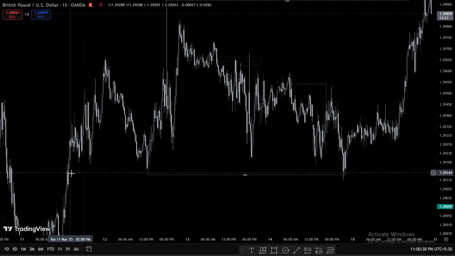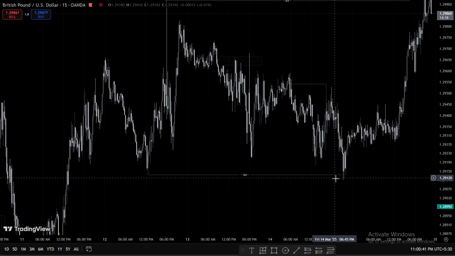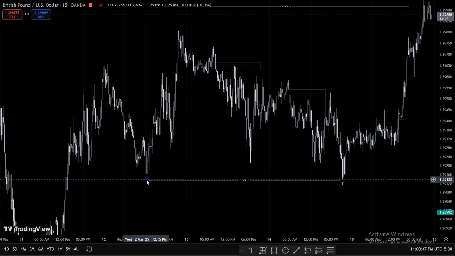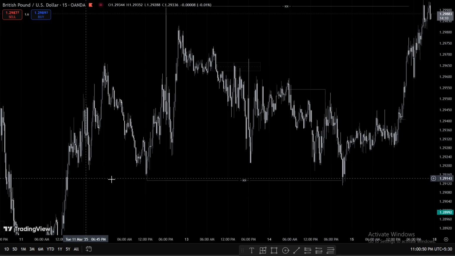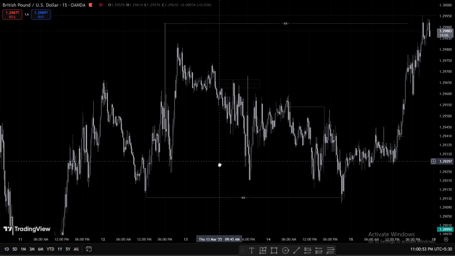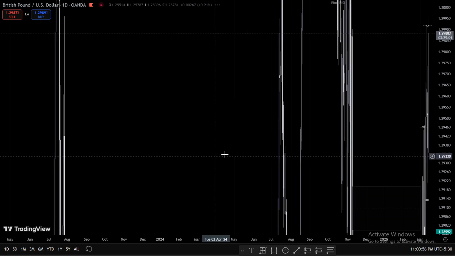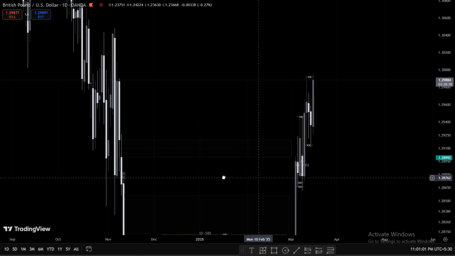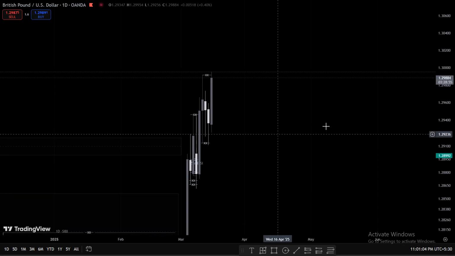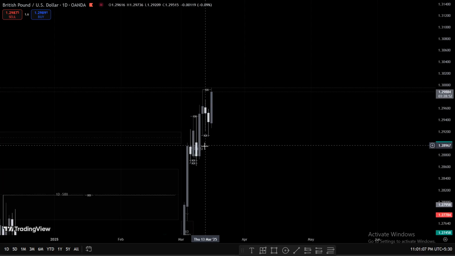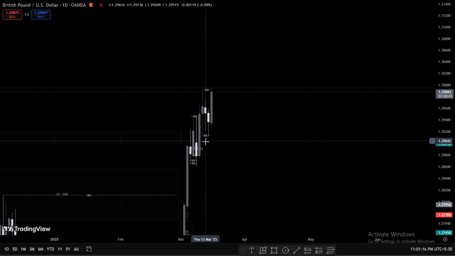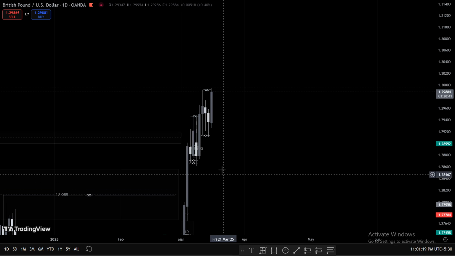It is from the 11th of March till the 14th of March. This was the lowest point that price got to from 11th March till 14th March. So let's just see on the daily time frame. It is the 12th on the low, the 13th traded above it, and the 14th it broke below it.